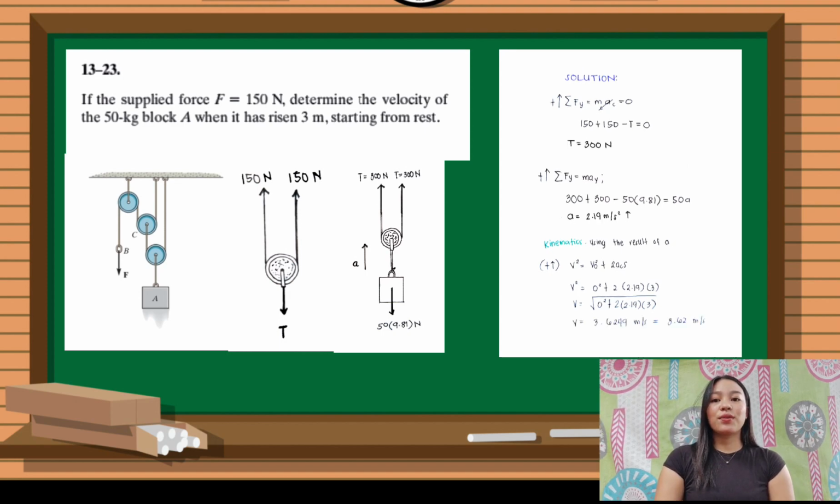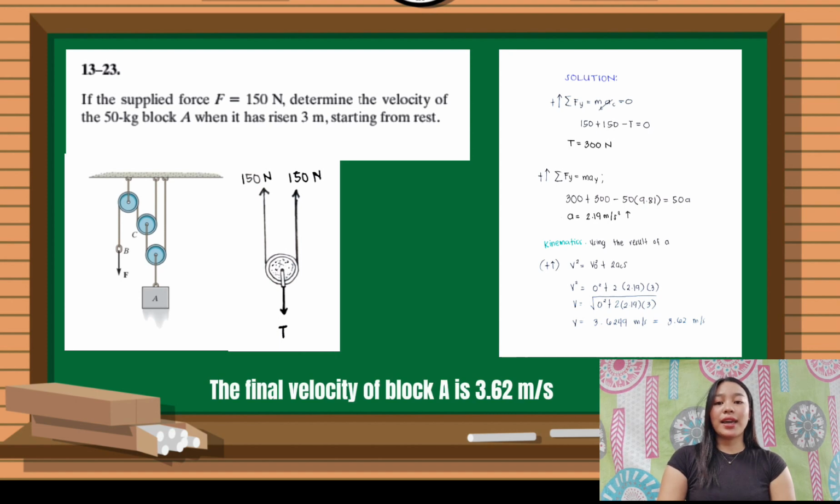So v is equal to 3.6249 meters per second, or 3.62 meters per second. So the final velocity of block A is 3.62 meters per second.